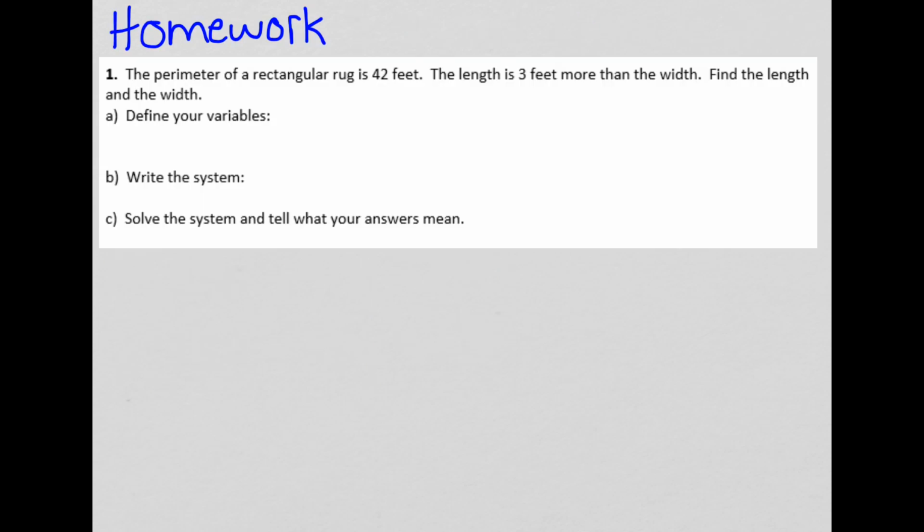Okay, on your homework. Like I said, I'm not going to solve these. I am going to help you practice writing the systems, and then if you need help solving them, you can go back and watch a video on substitution or elimination.